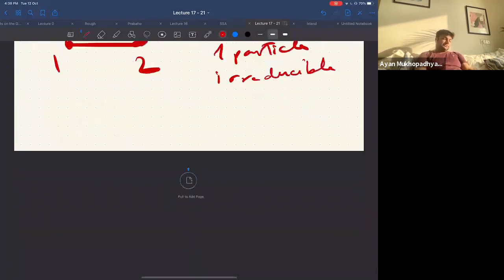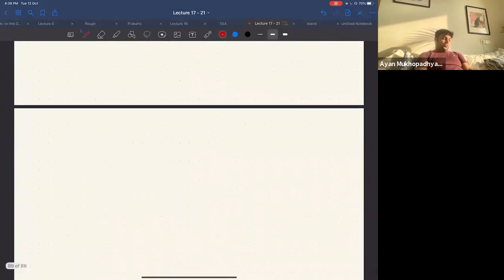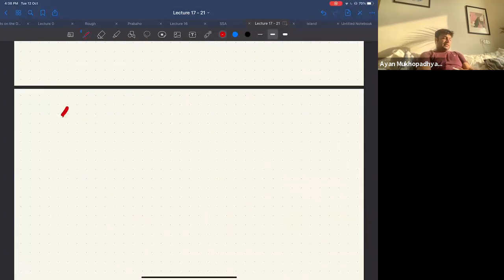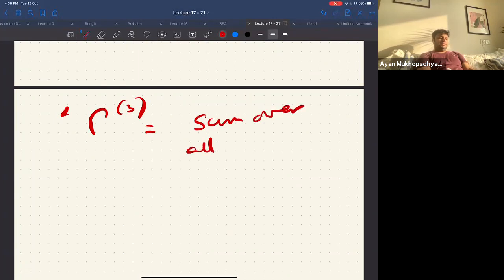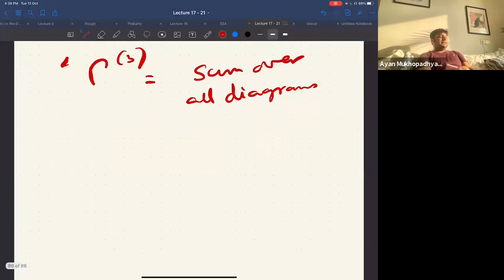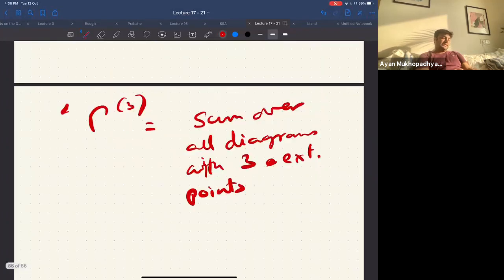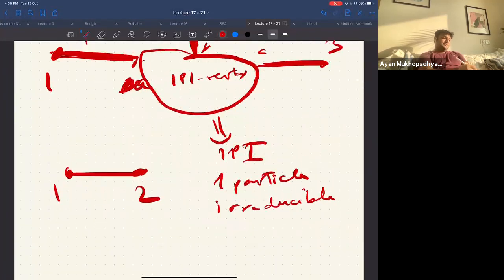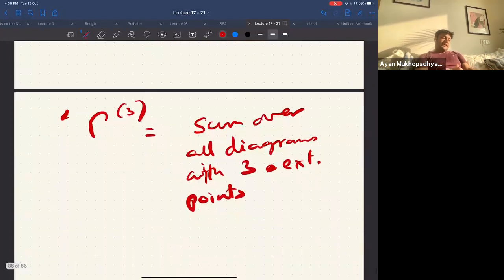So essentially, when I take, let me denote by gamma 3 the sum over all diagrams with 3 endpoints, or 3 external points. External points simply mean that here we have A, B, and C. For the moment, you can see we are not integrating them over, but later we'll integrate them over. So there are 3 external points.